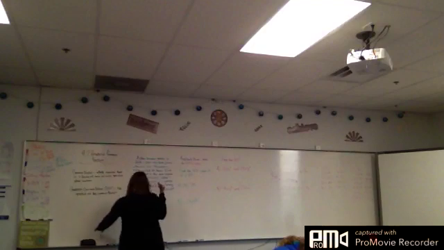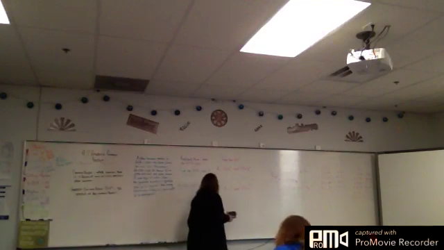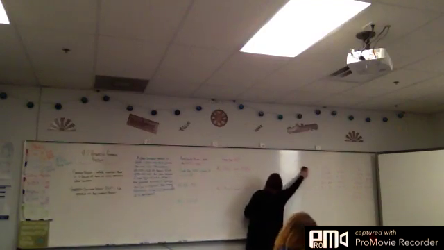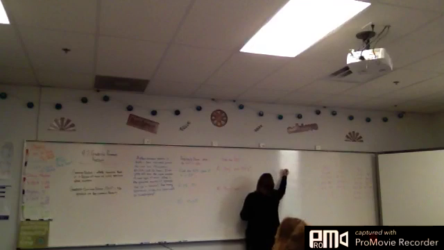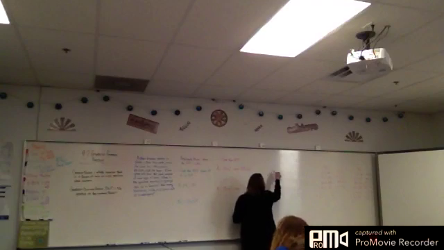List all the factors of 6 for me. 1 and 6, 2 and 3. What are the factors of 4? 1 and 4, 2 and 2. So they have a couple common factors, 1 and 2, yes? Yep. Those are the common factors.